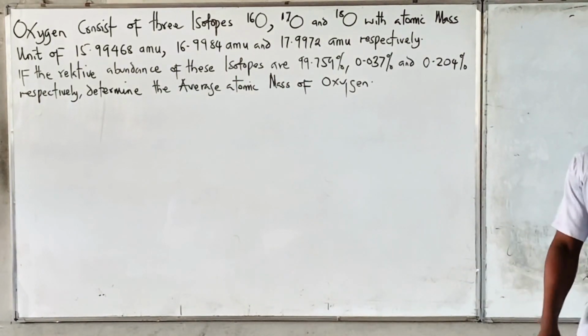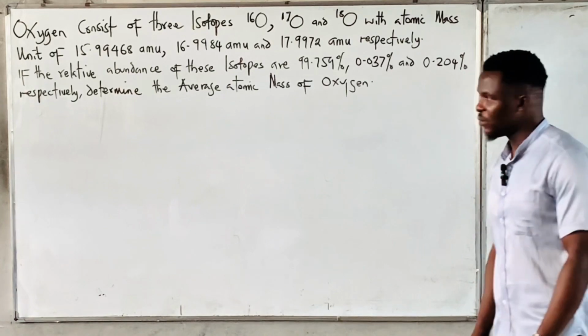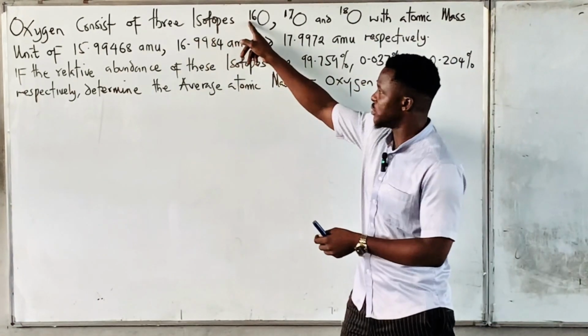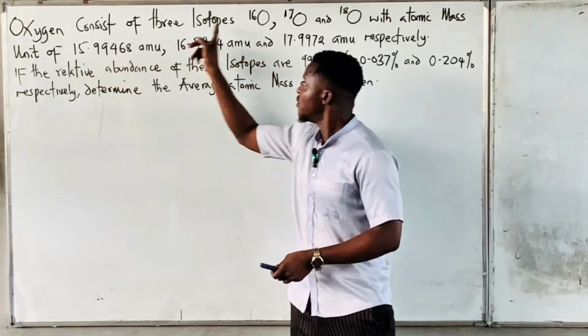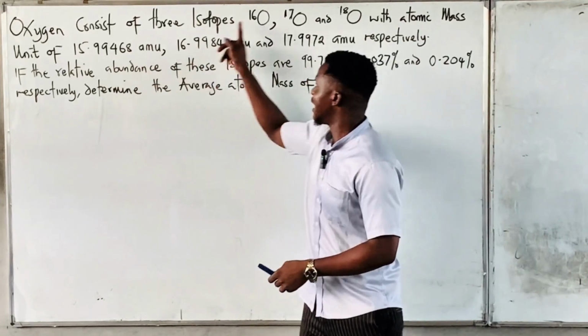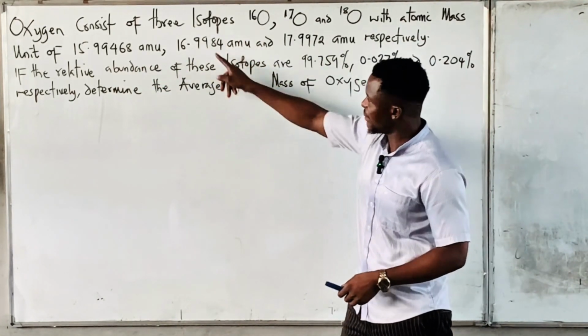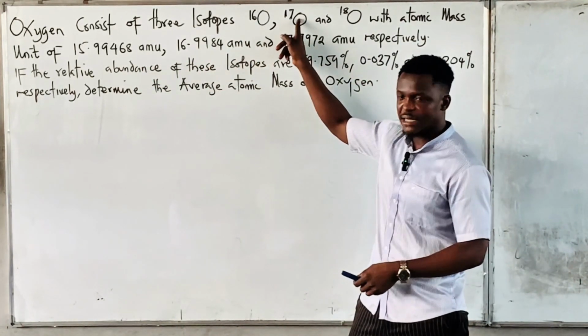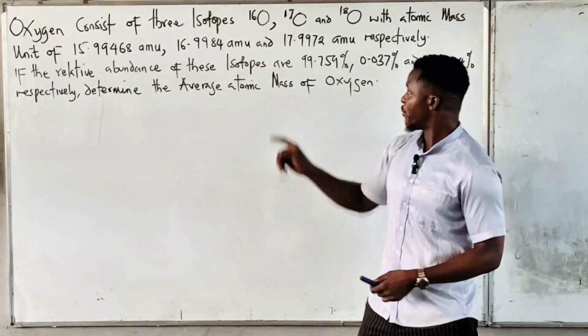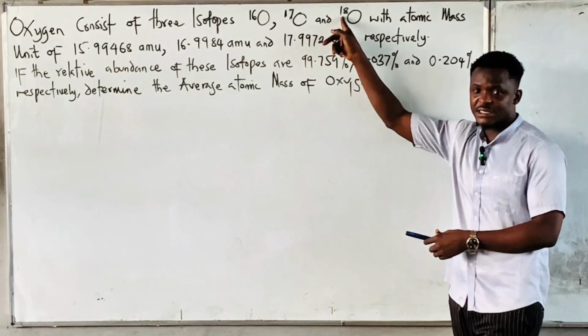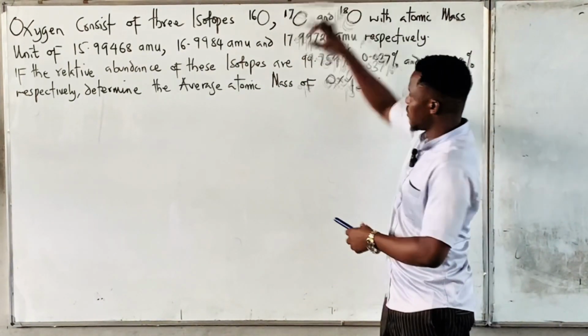Now look at this question here. I decided to give us the one that has 3 isotopes to correspond to this. If you approximate 15.99, you get 16. That means this mass is for that of this one. If you approximate 16.99, you get 17. That means this is for this. If you approximate 17.99, you get 18. That means this is the mass for this third one.